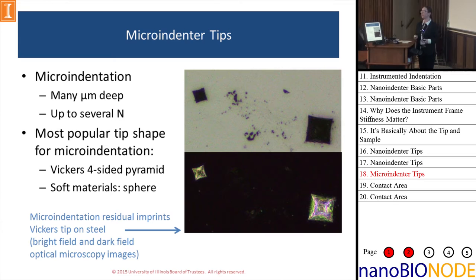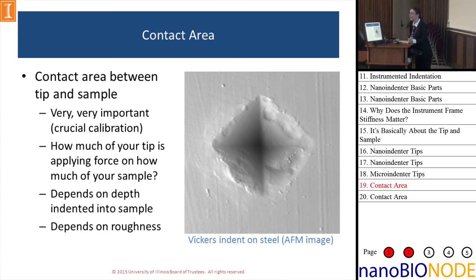The contact area between the tip and the sample is the most important calibration for you to do, and so you do it every time you're taking a measurement. This is critical. I'll show you some equations later for the specific purpose of pointing out that it's critical, because you know this must be serious if I'm going to put equations up about it. This contact area between the tip and the sample depends on the depth to which you're indenting in the sample.